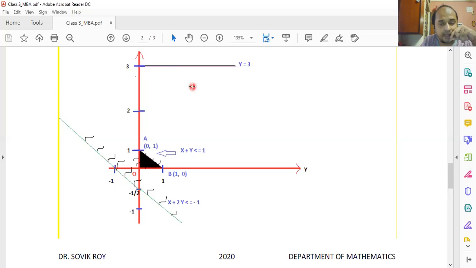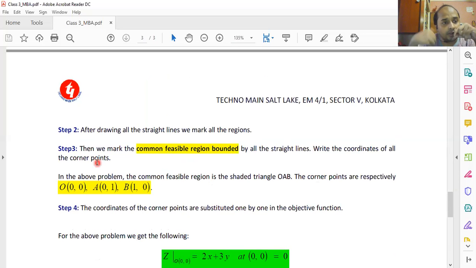So actually we can say that this constraint y equals 3 is a redundant constraint. Redundancy means something which can be avoided, and avoiding it doesn't affect your solution. That is called redundancy. So y equal to 3, if you retain it or you omit it, it doesn't affect my solution according to the steps given for the graphical method. In step number 3, you are only going to consider the common region bounded by all the straight lines.